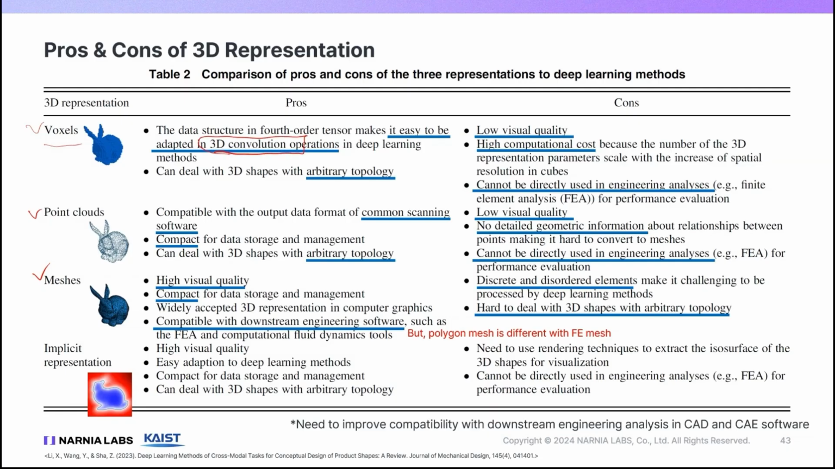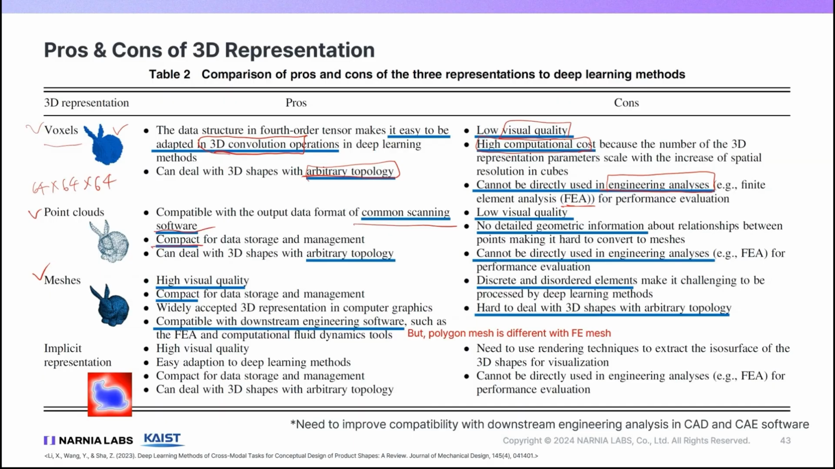And with voxels, you can represent arbitrary shapes very well. But the downside is that the visual quality is poor. It ends up looking like it's made out of Lego blocks. And it requires a lot of computational cost. That's because when you divide everything into grids, into voxels, even with just 64, it becomes 64 by 64 by 64. So the dimensionality increases dramatically. So from a computational cost perspective, it's very inefficient, and it's also difficult to connect with typical engineering analyses like FEA, because it's voxel-based.